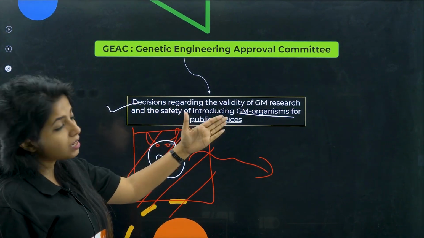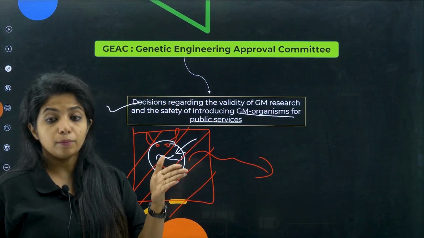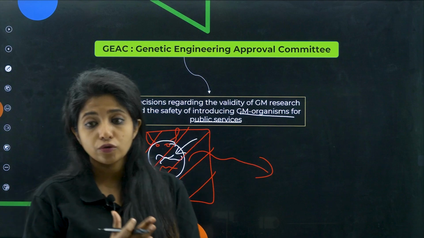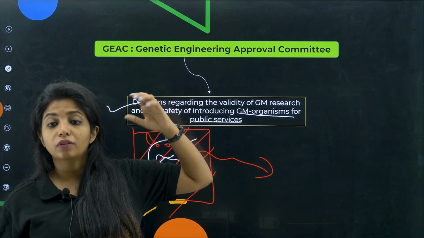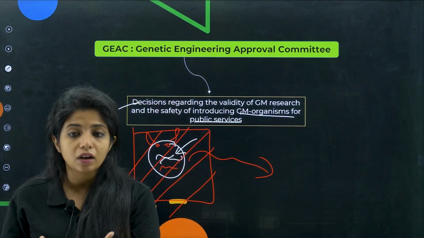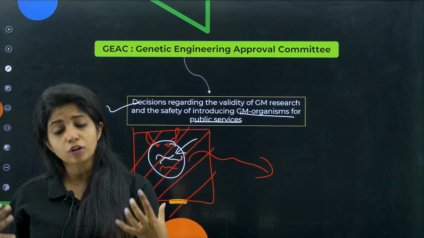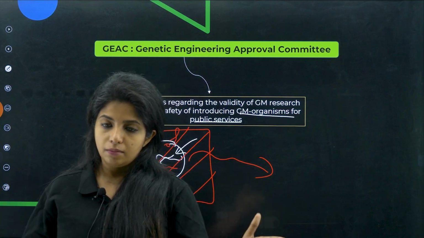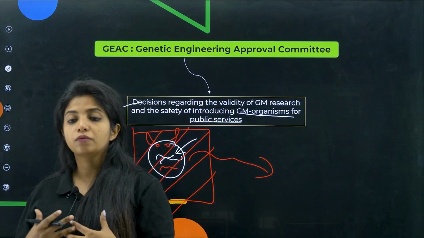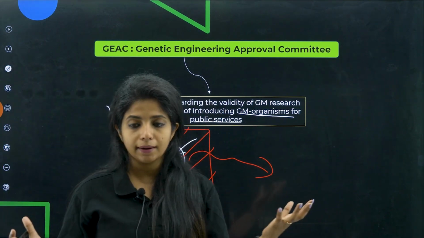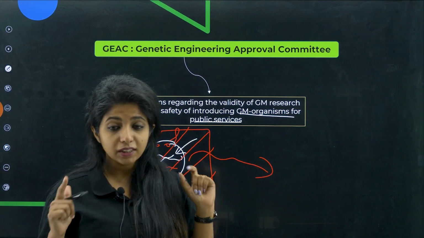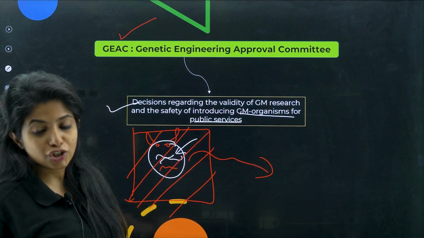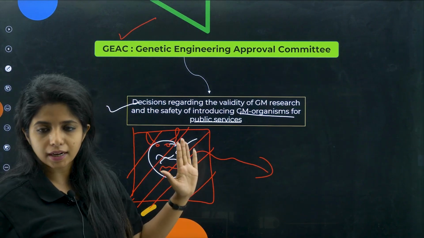They make the decisions regarding the validity of all the GM research. For example, anyone before they start research obviously has to show what they are going to do. The people in this committee will approve whether this particular thing can be done or not. And also, once it is made, can they introduce this organism for public services, as in for production of medicines or drugs or whatever things are there? So the thing you have to remember is the full form: Genetic Engineering Approval Committee. Simple as that.